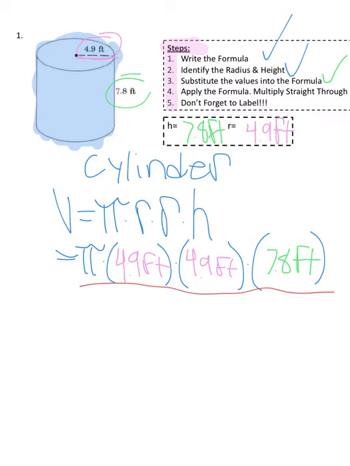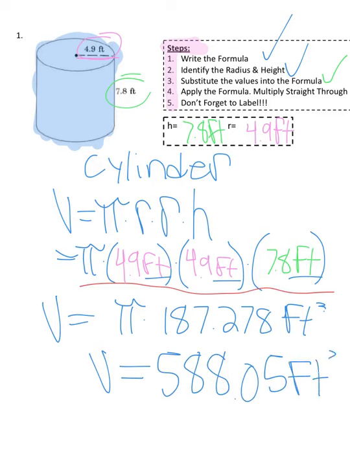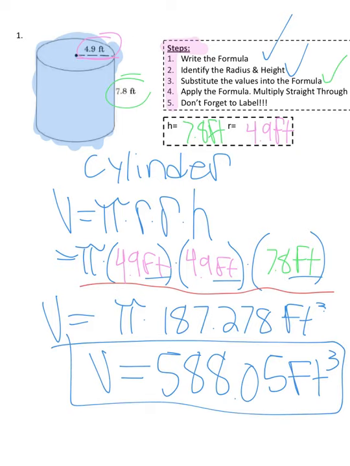Now we need to move on to step 4, which is apply the formula and multiply straight through. So first, what is 4.9 feet times 4.9 feet times 7.8 feet? That is going to give me a total of 187.278 feet cubed, right? Because we multiply feet 3 times, so it's going to be feet cubed. Don't forget to bring down the pi. And then what's pi times 187.278 feet cubed? That is going to give me a total volume of 588.05 feet cubed. So that is the total volume of this cylinder.